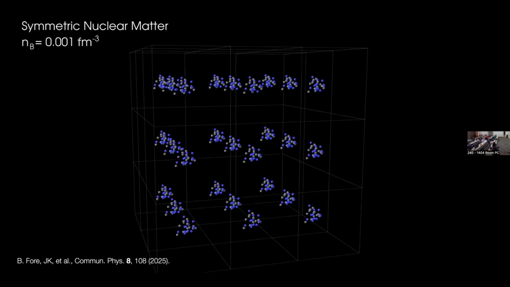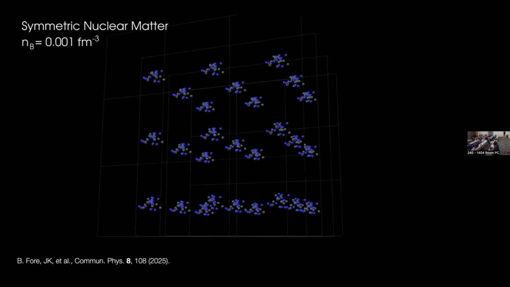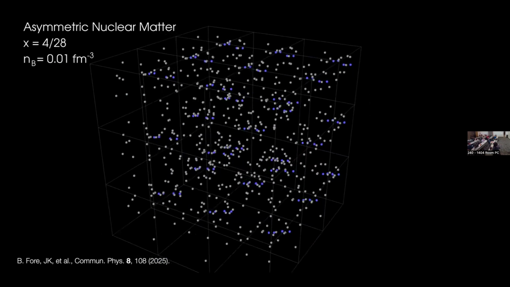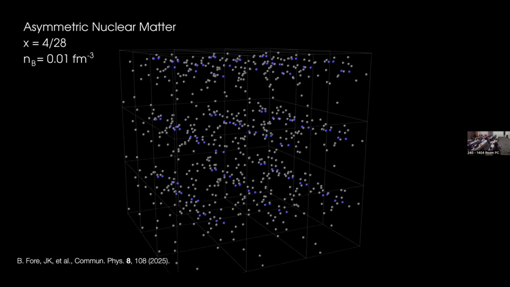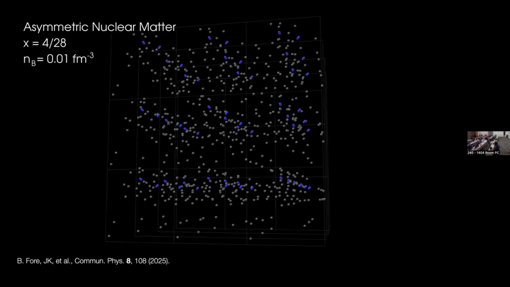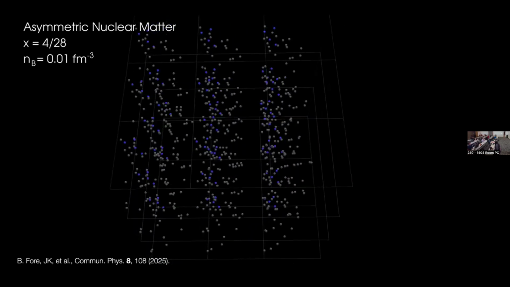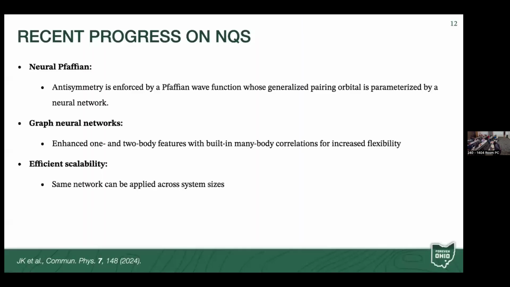But I think what's also interesting is not just the emergence of these clusters, it's the fact that we can see the clusters embedded in a gas. There are a lot of different phases that we can capture without putting our assumptions into our neural quantum state. And the two main things that have aided us in being able to capture these things are neural networks, as Bryce has already mentioned, and graphs.